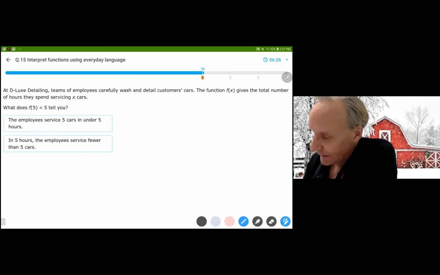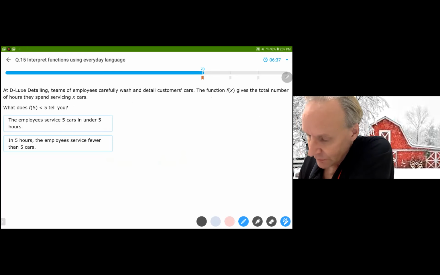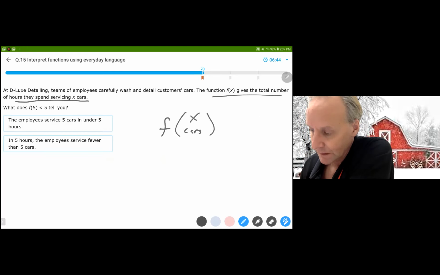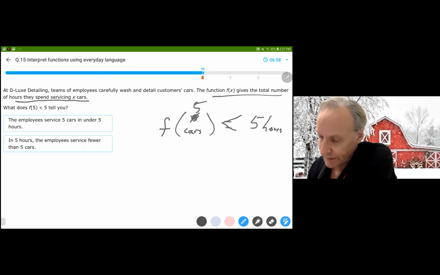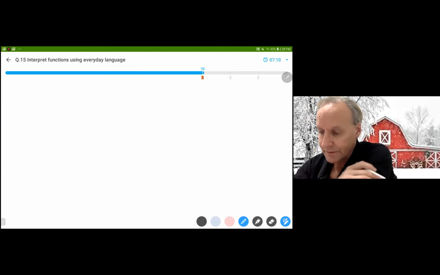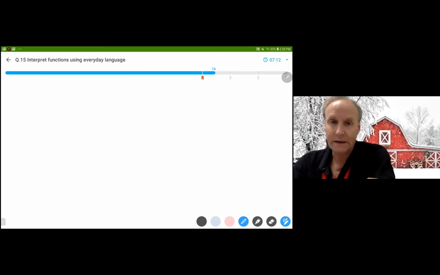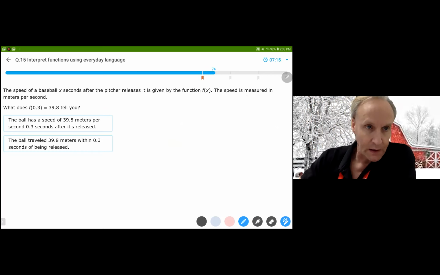Okay, let's see. F of X gives the total number of hours they spend servicing X cars. So this is X cars and it is less than 5 hours. So in order to do 5 cars, it takes them less than 5 hours. In 5 hours, the employees can service fewer than 5 cars. The employees service 5 cars in under 5 hours. There it is. It seems almost the same, but it's not the exact same. It's pretty close though.